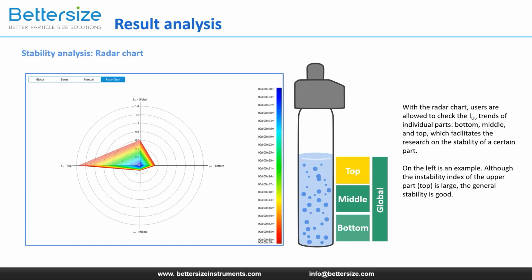The software provides a radar chart where the regional instability indices are illustrated, which facilitates the comparison of the instability indices of individual parts. The software identifies the sample to three parts: the bottom, the middle, and the top. On the left is an example. The sample shows a high instability index at the top. However, the general instability index is small, which demonstrates a stable dispersion with a relatively unstable top.